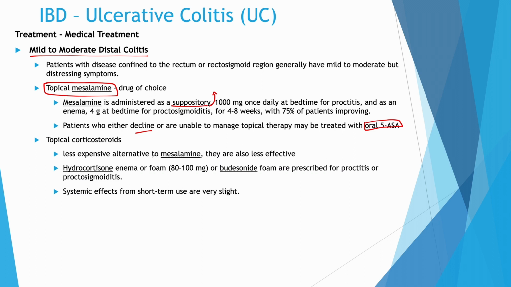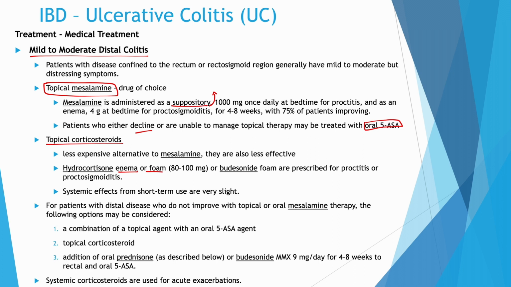Now, we can also do topical corticosteroids via enemas or foams that can be placed up the anus into the rectum, and that's our second line treatment. It's usually short-term use that we use these for. For patients that don't improve with either of those, we can consider a combination therapy of topical with an oral. We can also add oral prednisone if needed, and systemic corticosteroids, like we said, are just for acute exacerbations.